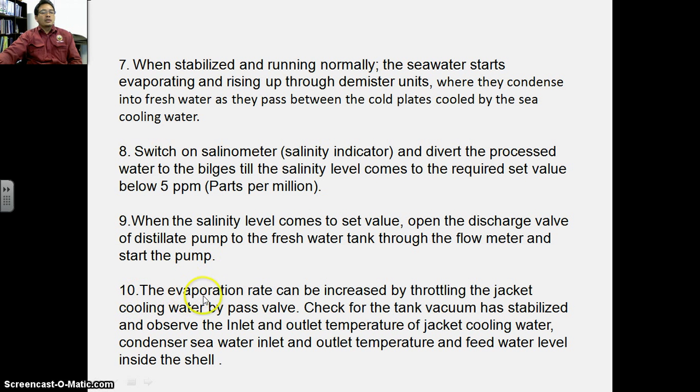The operation rate can be increased by throttling the jacket cooling water bypass valve. Check that the tank vacuum has stabilized and observe the inlet and outlet temperature of the jacket cooling water, the condenser seawater inlet and outlet temperature, and the feed water inside the shell.